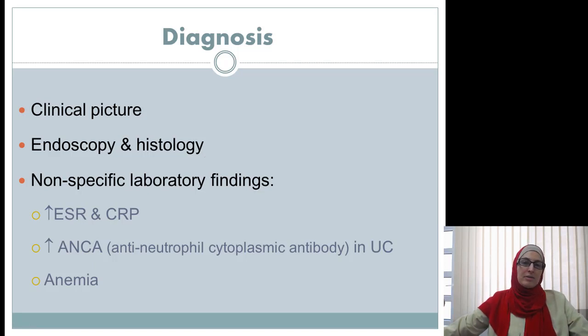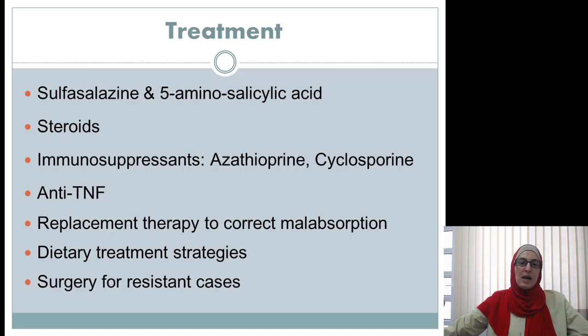Laboratory findings are not really specific for inflammatory bowel disease. Increased ESR and C-reactive protein is suggestive of the presence of an inflammatory condition. However, ANCA, which is anti-neutrophil cytoplasmic antibodies, usually are very high in ulcerative colitis. We can see ANCA raised in other autoimmune or immune-mediated conditions, but in ulcerative colitis it's really high. The patient is usually anemic because of the blood loss. So this is how it is diagnosed.